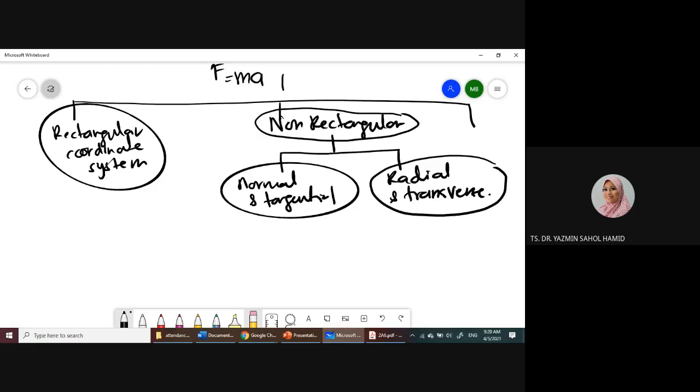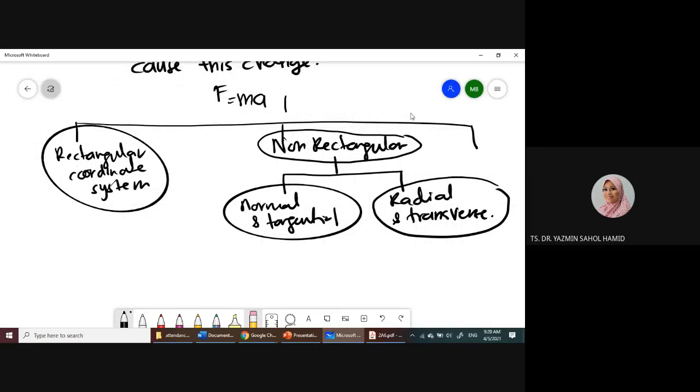But this time, the difference is we're going to use only F equals to ma. We're going to use Newton's second law. Okay, do you now understand?